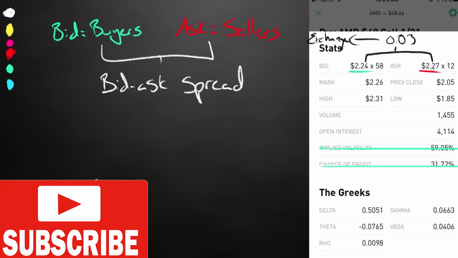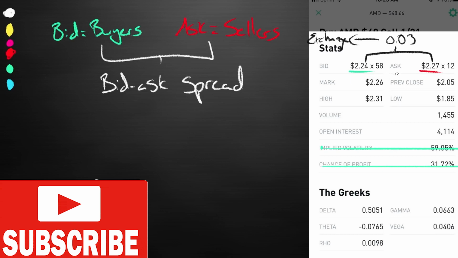So either the buyer meets the person at the ask price, or the seller meets the person at the bid price, so they give up 3 cents and those 3 cents go to the exchange, or they meet somewhere in the middle. To buy and exit immediately, you would have to buy at the ask and sell at the bid, and you would lose 3 cents overall because you're paying $2.27 and then selling for $2.24. You're selling for 3 cents less, and in premium terms, that's $3. So you would give up $3 to get in and out of this trade immediately.